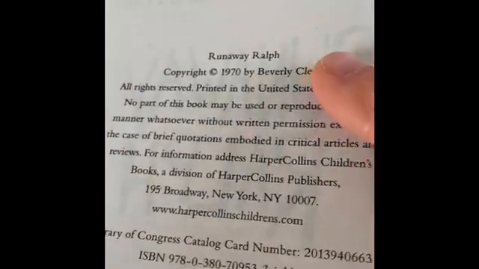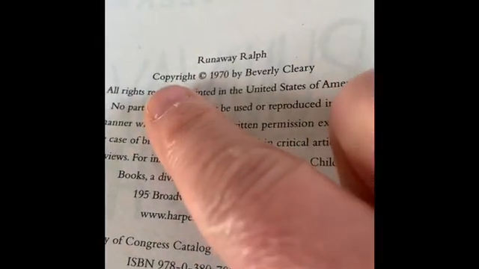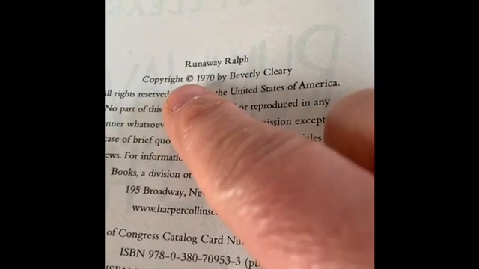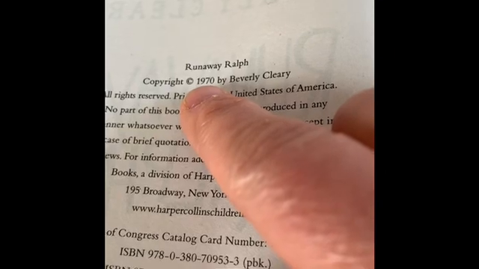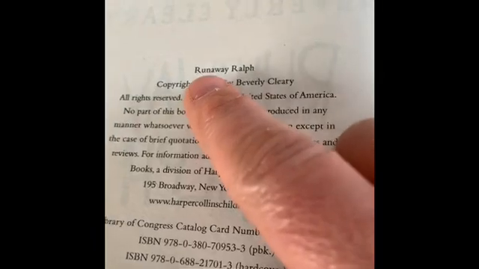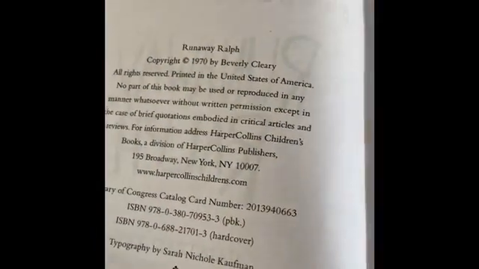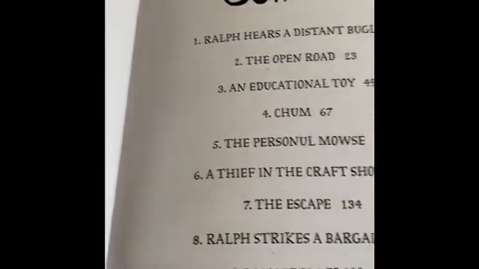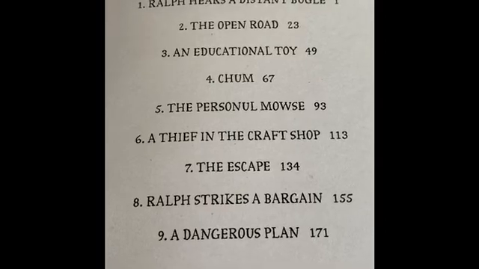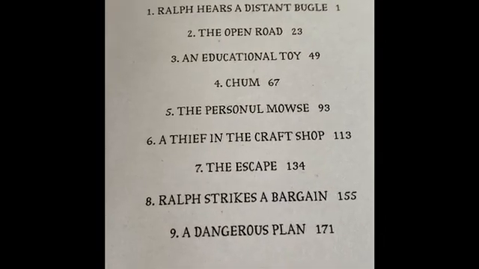Here we go. Runaway Ralph, the title of our book. Find the word copyright. Then you'll see the C in a circle and the year, 1970. This book is about 50 years old. Let's look at the table of contents. You can see from this page that there are 9 chapters.